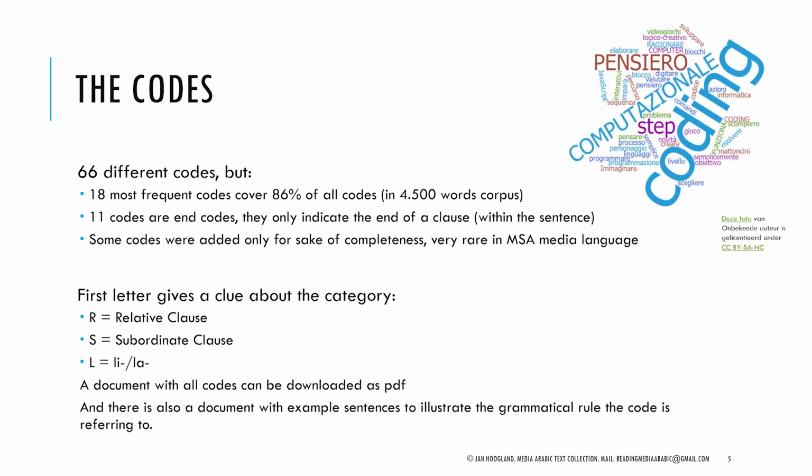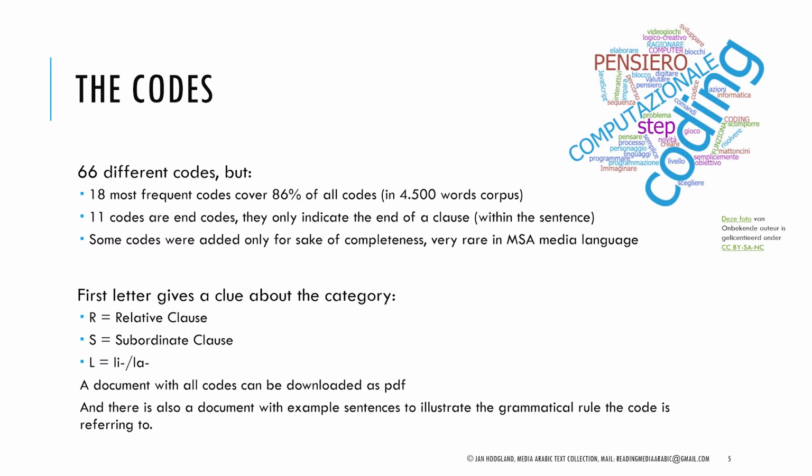The whole syntactic coding system consists of 66 different codes. And it may seem a lot to you, but let me reassure you. There are 18 highly frequent codes, and they cover 86% of all codes. Which means that a limited set of 18 codes covers most of the codes you will encounter in the texts. Another reassurance should be that 11 codes are end codes. So that's not really something you have to focus on, and that's not related to any grammatical rules or whatsoever. And another reassurance could be that some of the codes were added just for the sake of completeness. But they are very rare in modern standard Arabic media language.